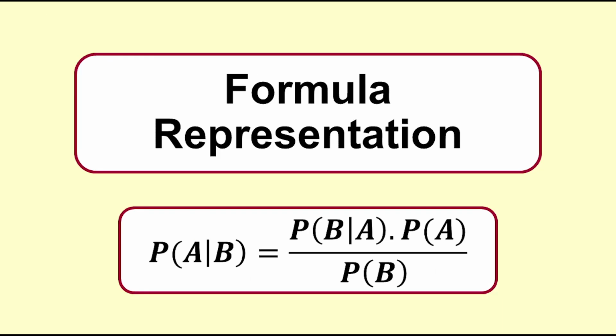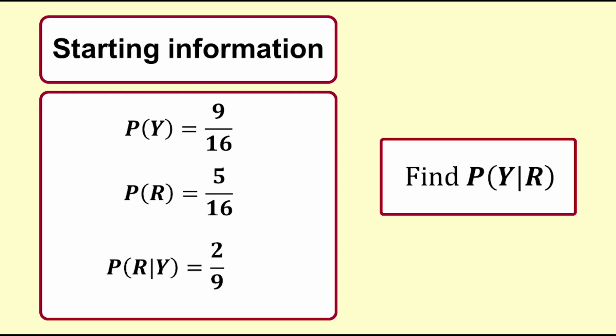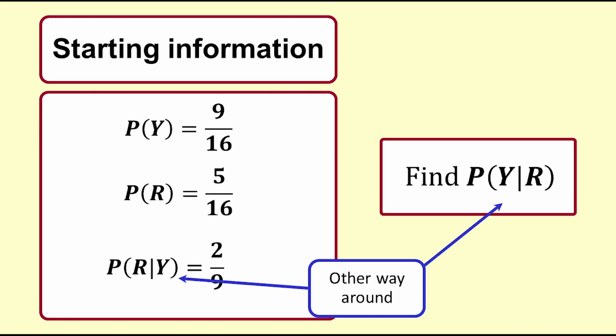Now let us see how Bayes' formula can be used. Say we were not given all the information, but rather were told the following. The probability of yellow is 9/16, and the probability of red is 5/16. And the probability of red given yellow is 2/9. Could we then work out the probability of yellow given red, the other way round? And the answer is yes.